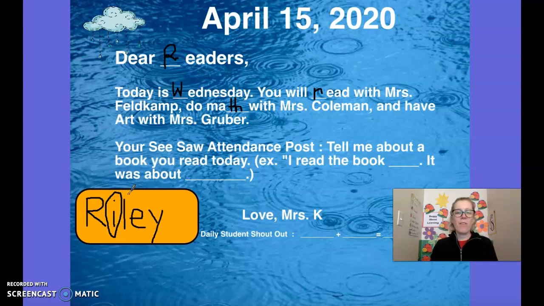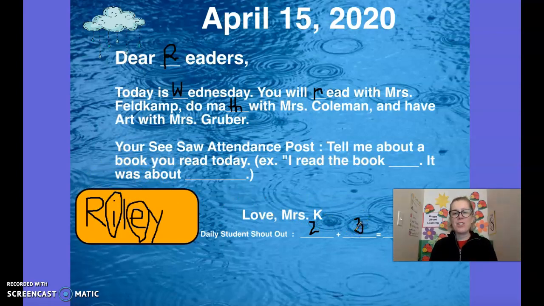L is not a vowel. E is a vowel. I'm going to circle that one. And Y is not a vowel. So Riley has two vowels in his name. In my number sentence over here, I'm going to write a 2 on the first line. Plus, now we need to add up the consonants. The consonants are all the other letters in his name. 1, 2, 3. So I'm going to write a 3 on the next line.